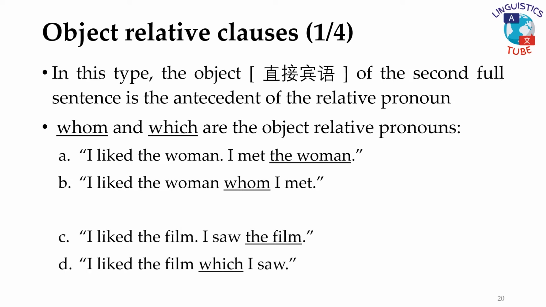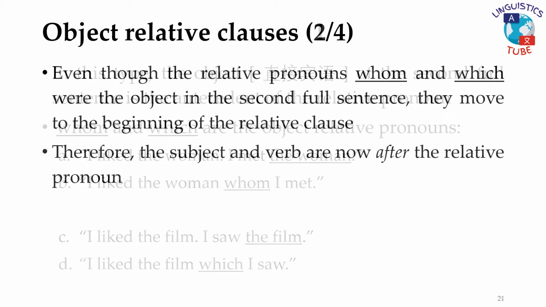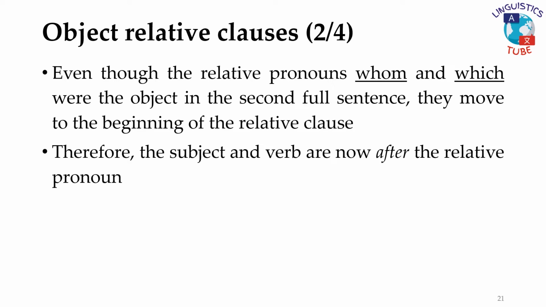Here is another example. I liked the film. I saw the film. The object of the second sentence, the film, becomes the relative pronoun which in the relative clause. I liked the film which I saw. So, both which and the film refer to the same entity.